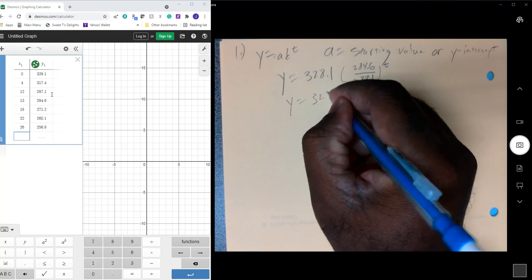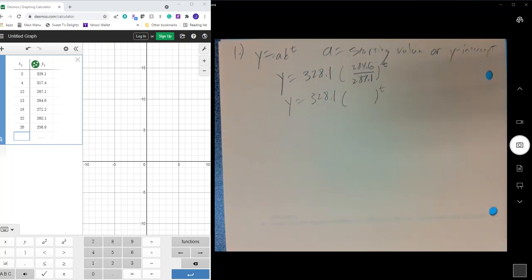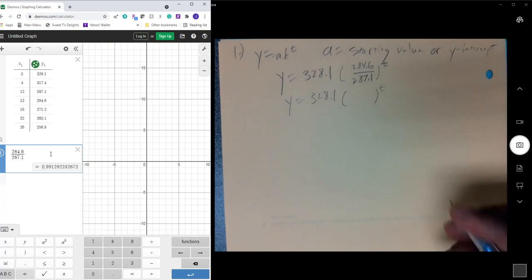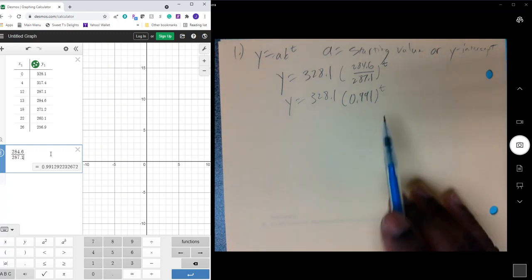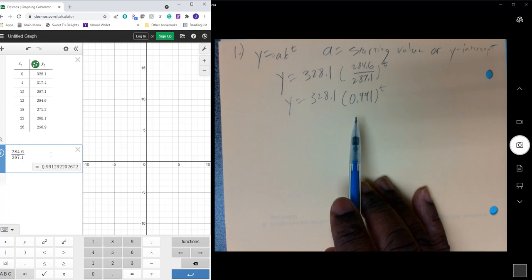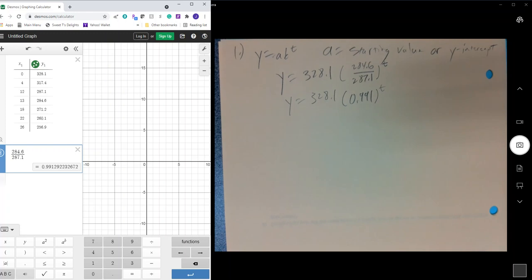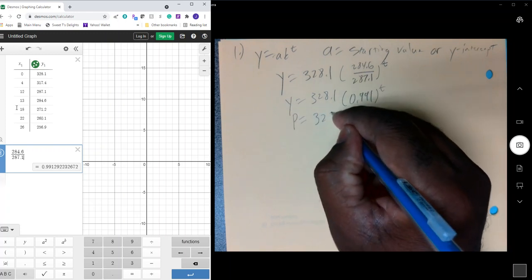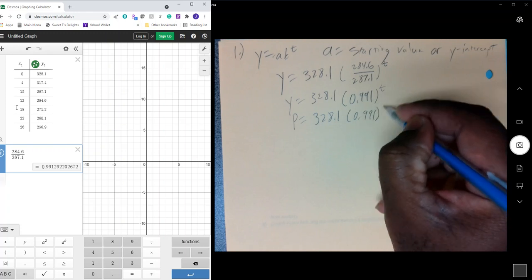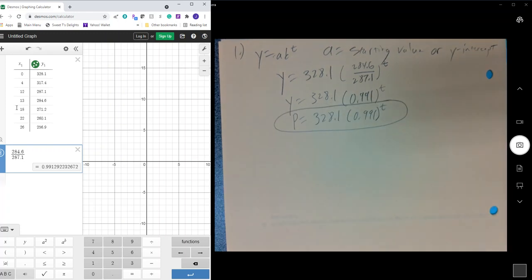Now, when we put this in our calculator, we want to round to one decimal place. No, I'm sorry, three decimal places. So it'd be 284.6 divided by 287.1. And rounded to three decimal places, it'll be 0.991. So that would be our answer here. Now we do have to convert this for P to stand for the population. So we are substituting P for Y, but it'll still give you the same results. So this here will be your final answer. That's 1A.